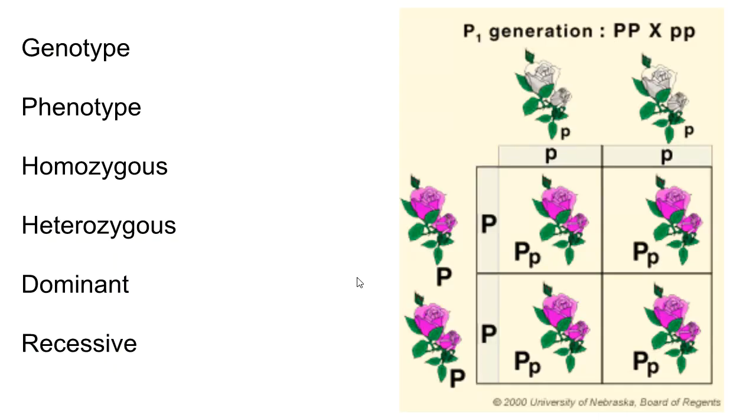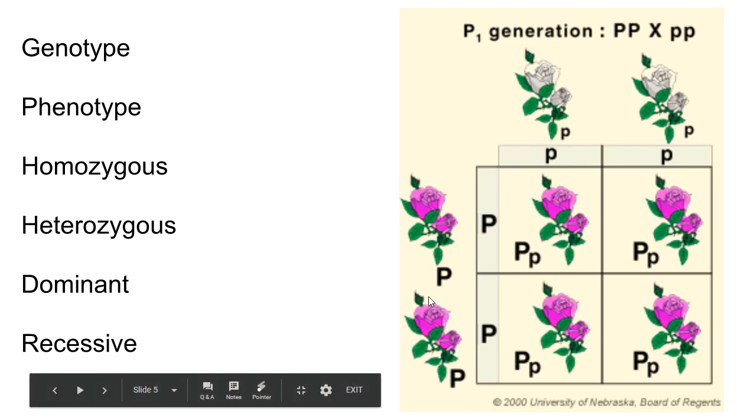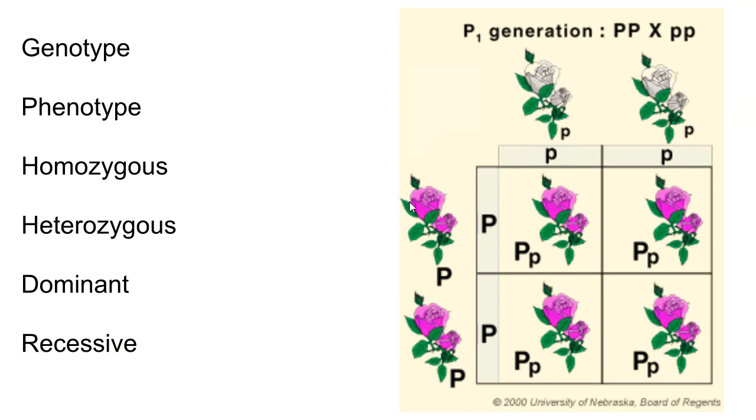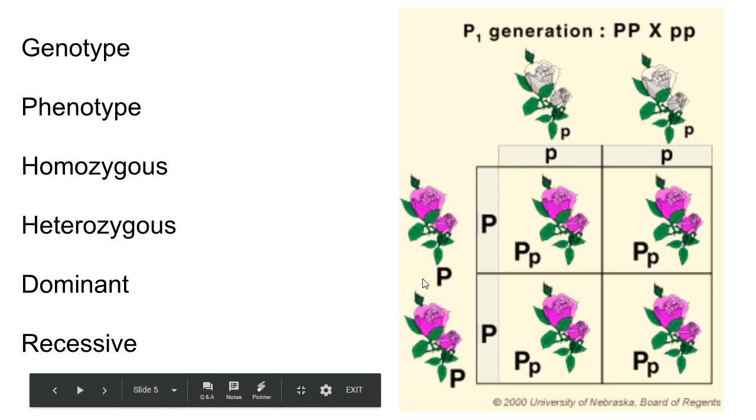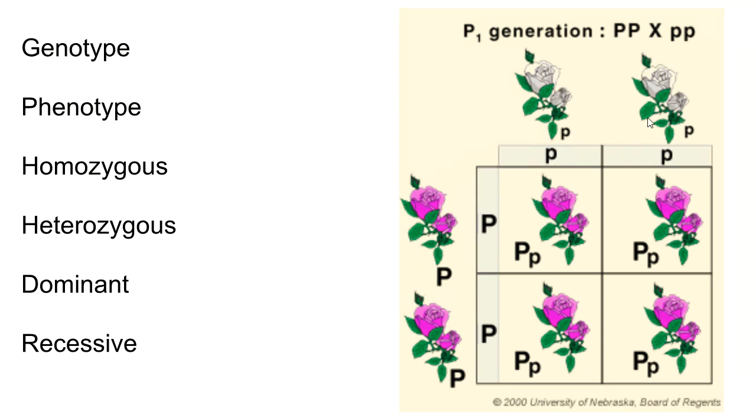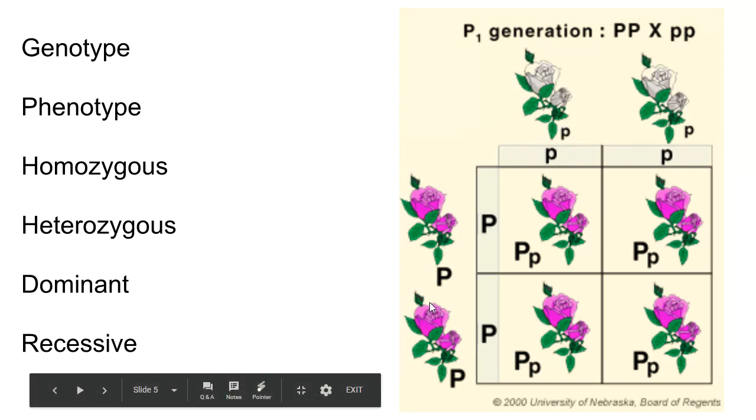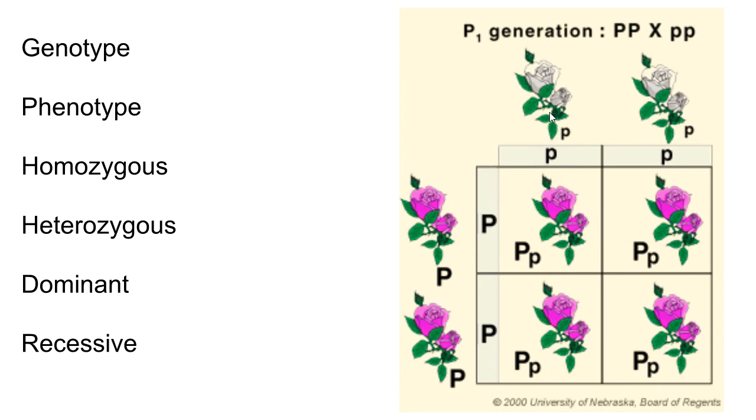Okay, so let's say we're looking at this, and now we're tying this into the world of Punnett squares. So in this, we've got a white flower, little p, crossed with purple, which is big P, big P. So the phenotype of this is white. The phenotype of this is purple. They are both homozygous, and in this case, it's homozygous dominant because it's capital letters, and this is homozygous recessive because it's little letters.